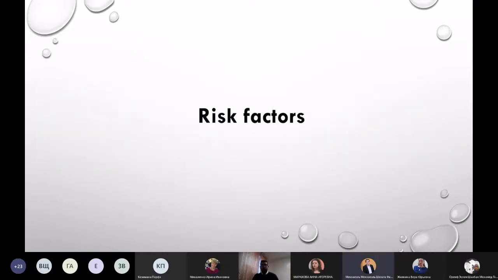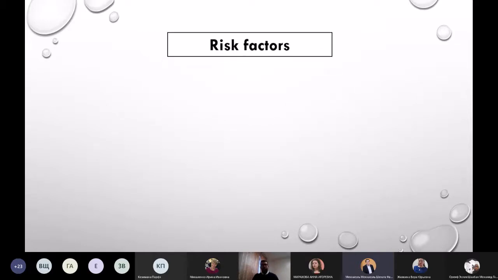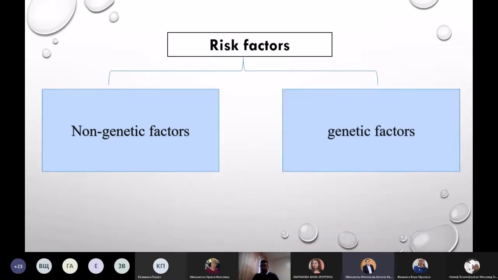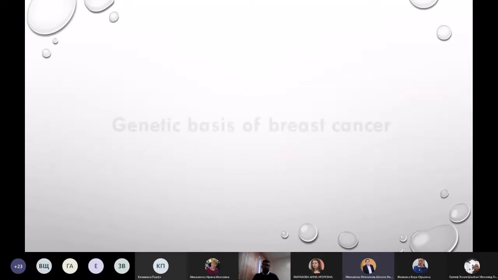The alteration of genes is due to the action of risk factors that are subdivided into two categories. Non-genetic factors include aging, late menopause and pregnancy, hormonotherapy, as well as the modern lifestyle, including smoking, alcohol usage, and fast food. The genetic factors are due to the Mendelian transmission of cancer predisposition genes such as BRCA1 and 2 and P53.